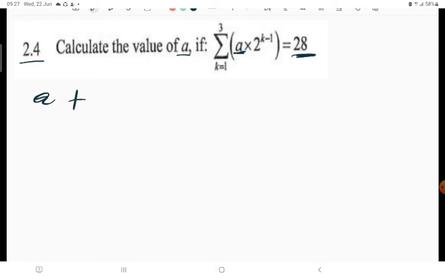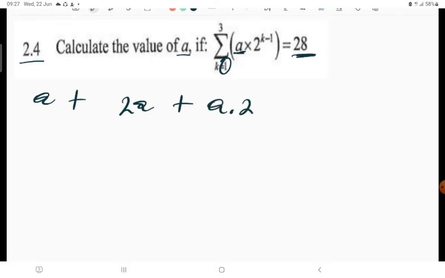Then the second term is when k is equal to 2. So when k is equal to 2, which means we have a times 2 to the power of, in the place of k we put 2, then 2 minus 1 is just 1. So you will end up having just 2 there, which is the same as just what? 2a, then therefore plus. The third one is just going to be a, then times.